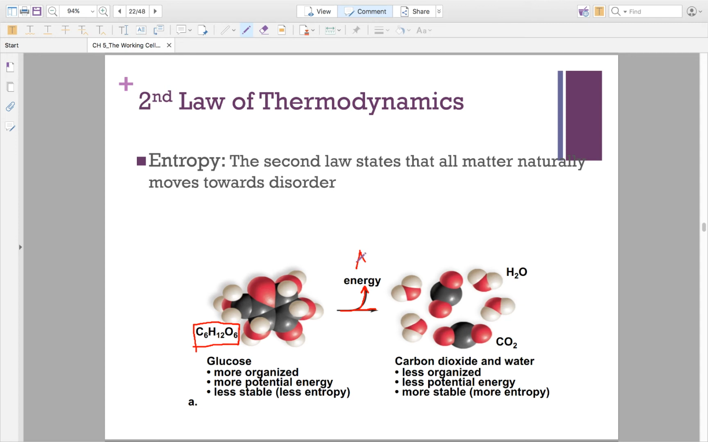ATP is released. Okay? And the byproducts are water and CO2. Water and CO2 are super small molecules. They're not like this. They're not this big, fancy, organized compound like glucose. They're important, but they don't have a lot of energy. They're disorganized, and they're more stable, and they have high entropy. Entropy is this chaos right here.